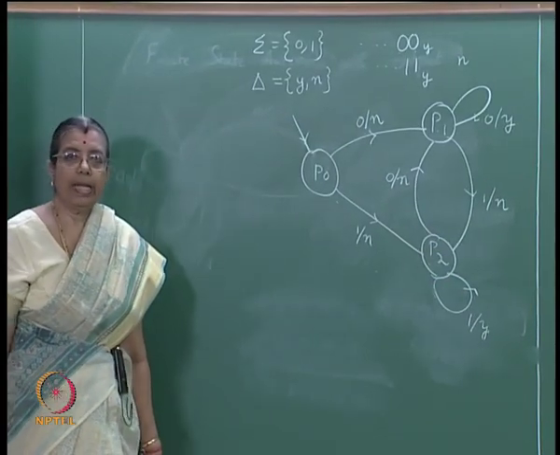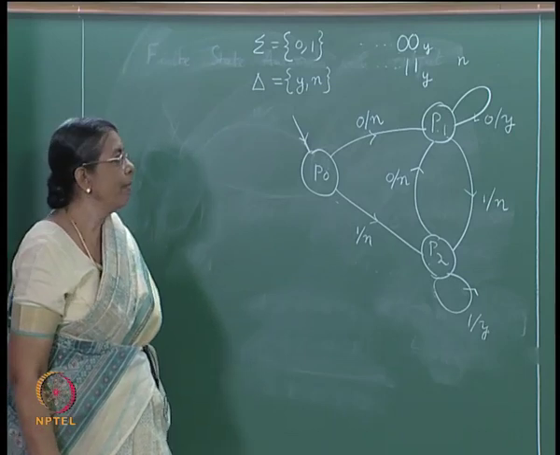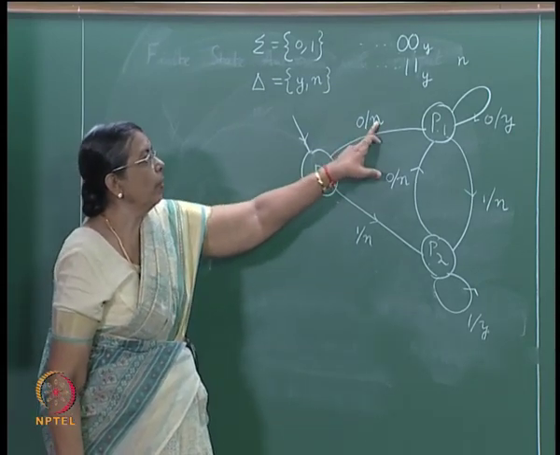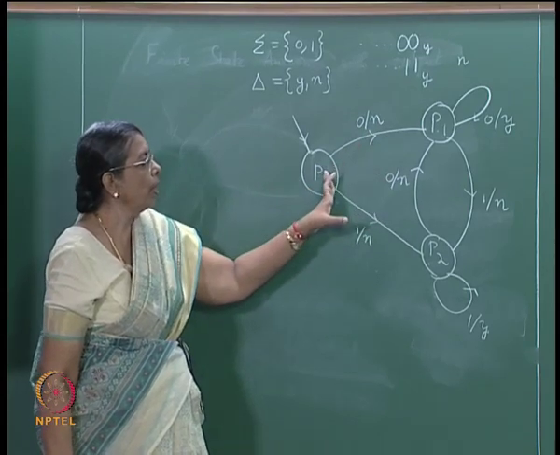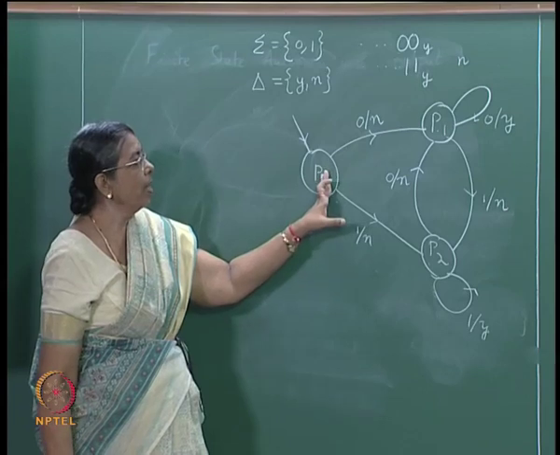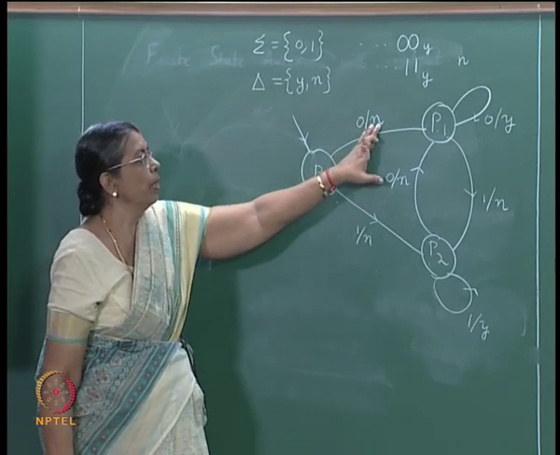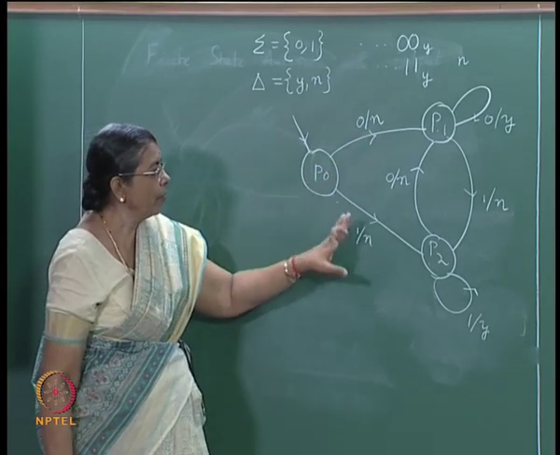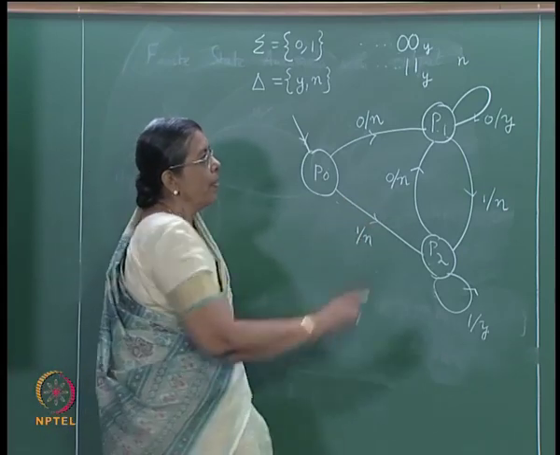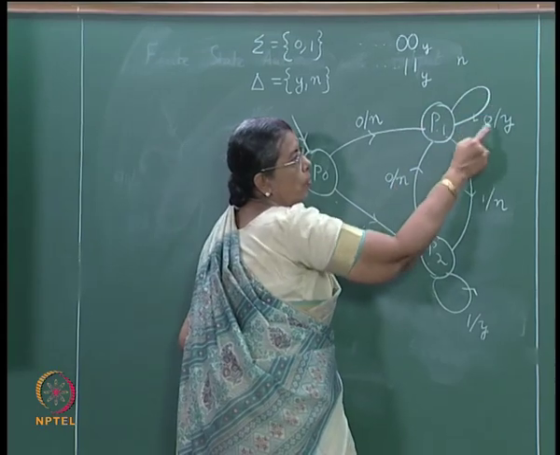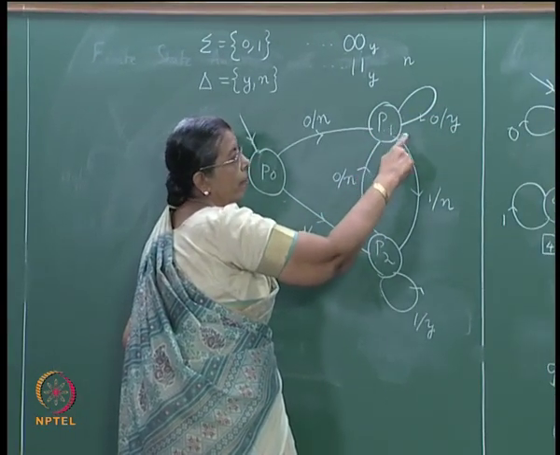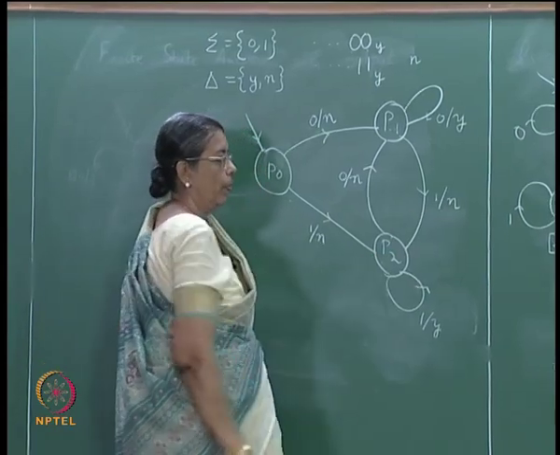So, this is an example of a Mealy machine. Note that the no or yes depends both on the state and the input symbol. In state P0, if you get a 0, you output a no. In state P0, if you get a 1, you output a no. In state P1, if you get a 0, you output a yes. In state P1, if you get a 1, you output a no.